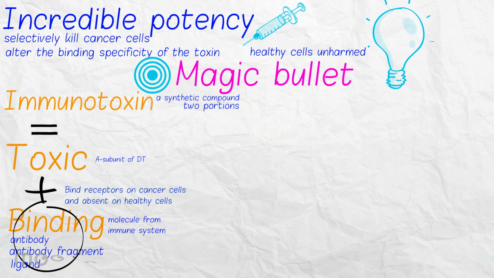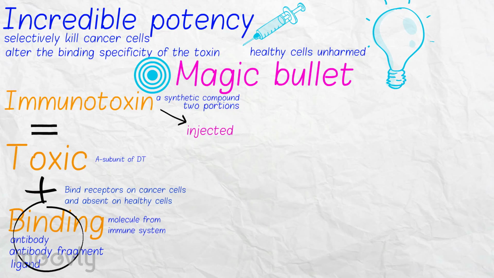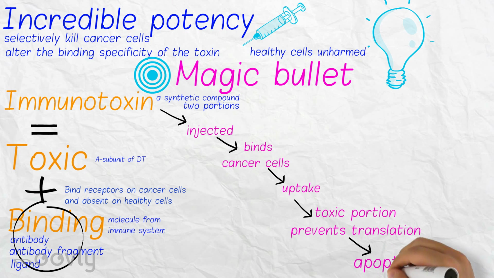The immunotoxin is injected into the blood of the patient or directly into the tumor mass, and due to the selection of the binding portion, it will only bind the cancer cells. Like with the natural toxin, binding triggers uptake into the cell, and once here, the toxic portion can prevent translation and bring about apoptosis.